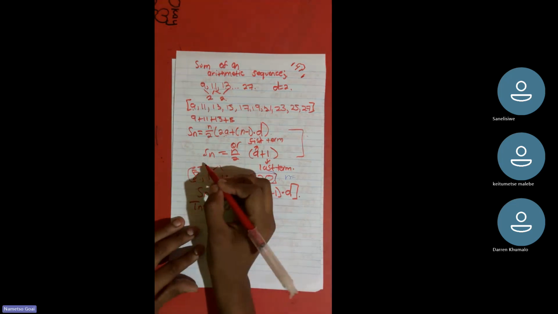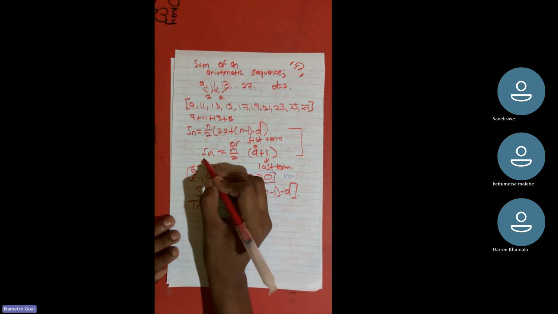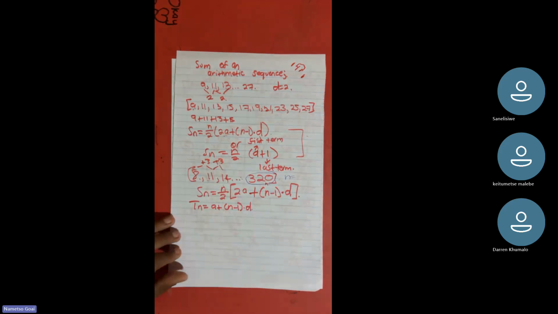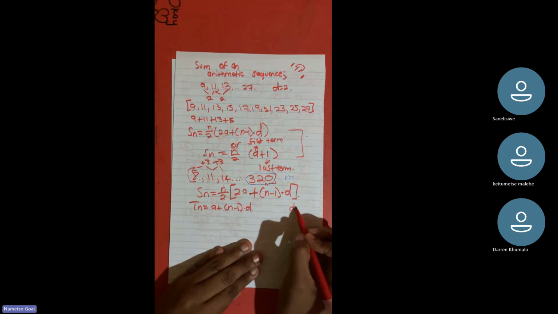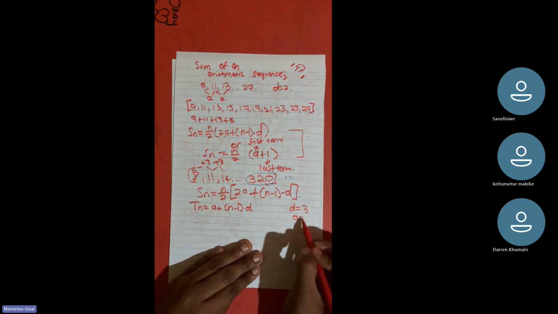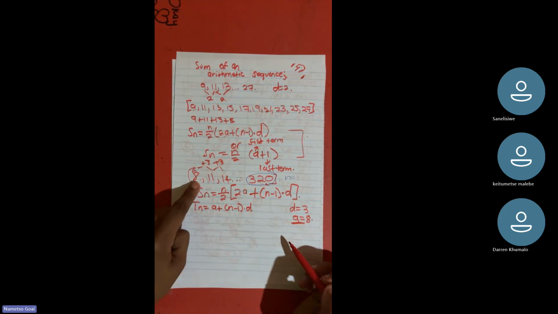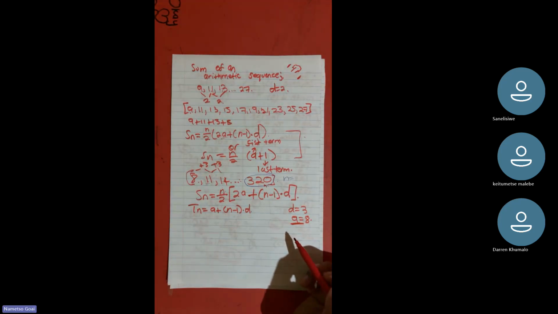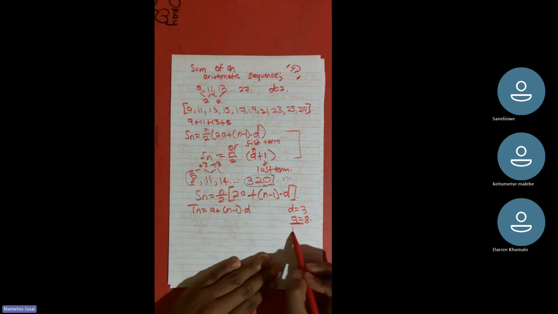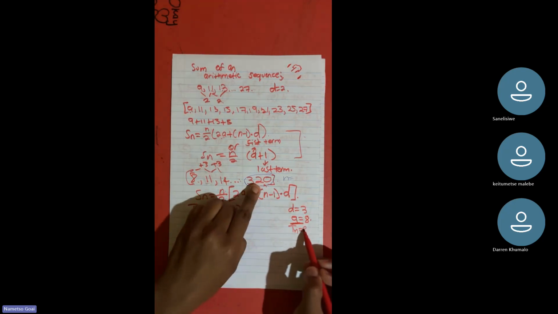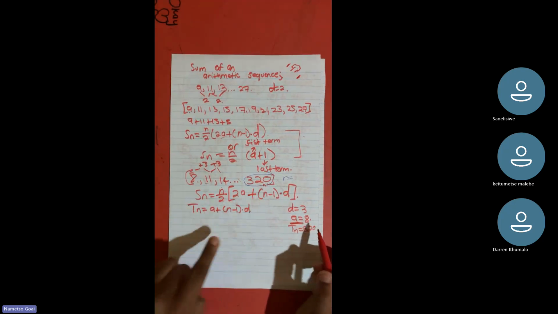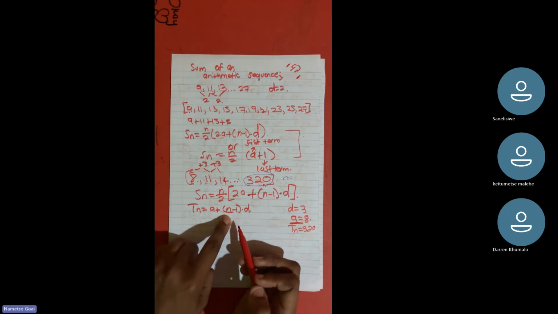Yes, it would be plus 3, because 8, 11, 14, plus 3, plus 3, right? So our d is currently 3. Our a equals 8, our first term. Our Tn will be 320 because we're trying to find the position of 320. And remember, our position is n.